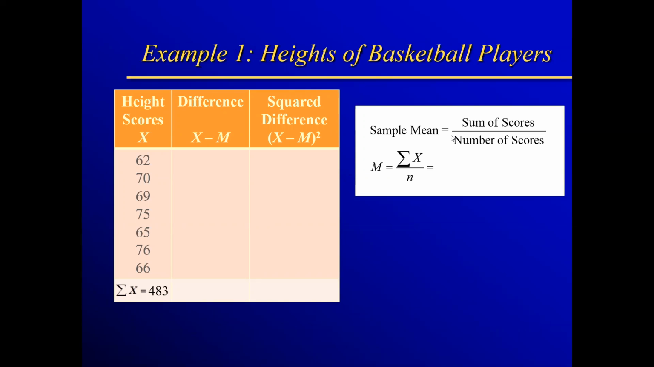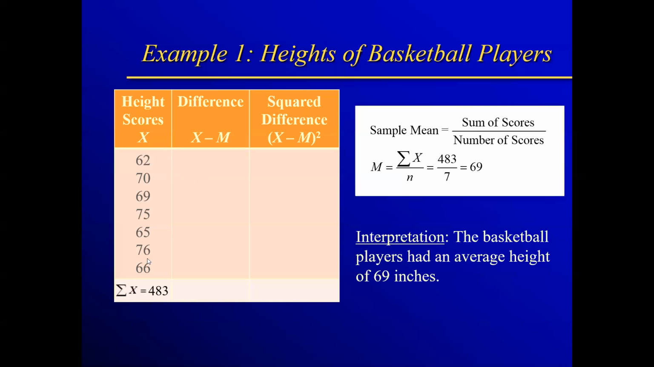First off, we have to find the sample mean. We've already done this many times. You add up all of these scores, which I've already done, 483, and you divide it by how many total scores we have. We're looking at the height of basketball players, so we find that the average height is 69 inches. Hopefully all of you at this point can calculate the mean of a set of data points. So we calculated the mean. Okay.